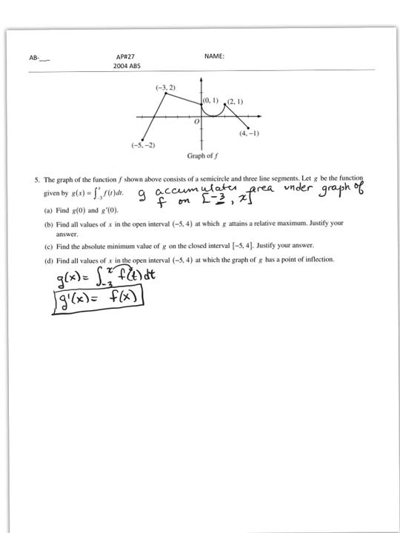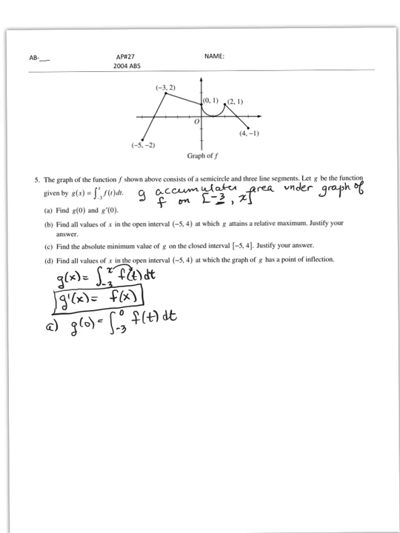So that's the first thing we should write whenever a function is defined in terms of a definite integral, where the upper limit of integration is just x. Okay, now we could start. So part A asks, what's g of 0? Well, g of 0 is the definite integral from -3 to 0 of f of t dt.